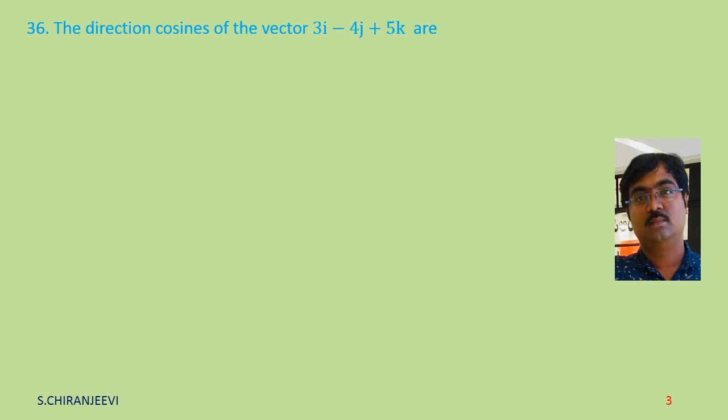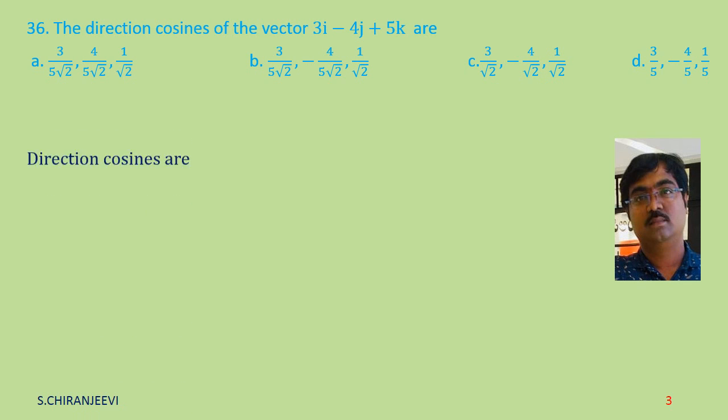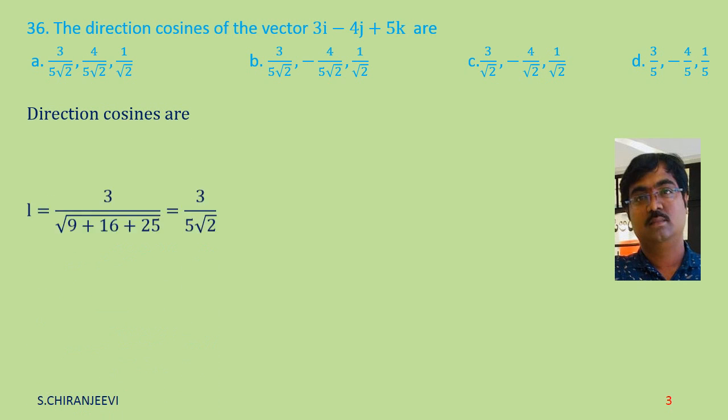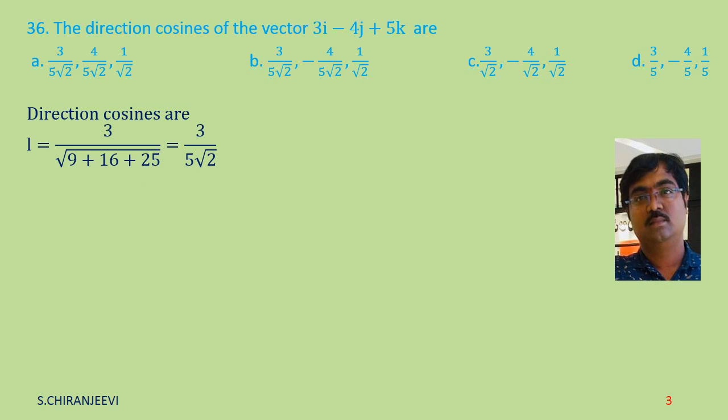The direction cosines of the vector 3i minus 4j plus 5k are. Options are given. So first the direction cosines: l equal to 3 divided by root of 3 square plus minus 4 square plus 5 square, which is root 9 plus 16 plus 25 equal to root 50, can be taken as 5 root 2.